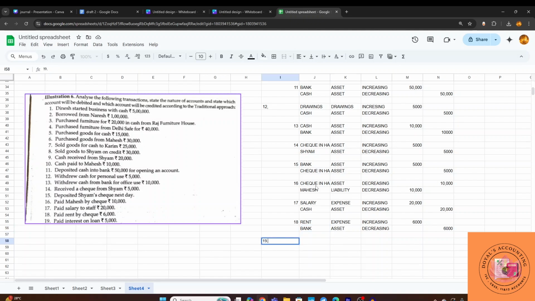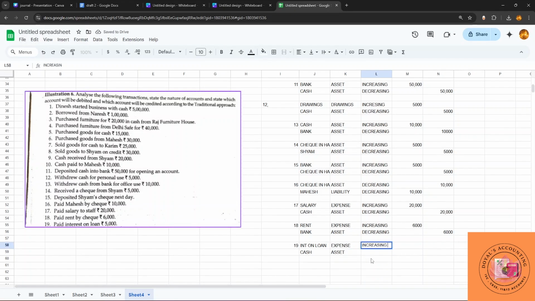Number 19 is paid interest on loan rupees 5,000. Okay, interest on loan and cash. They have not mentioned whether it's bank or cash, so I am writing cash. Now this is an expense and this is an asset. Our expense is increasing and our cash is decreasing to the extent of 5,000. So whenever an asset decreases, we will record that decrease on the credit side, and when an expense increases, we will record that on the debit side.